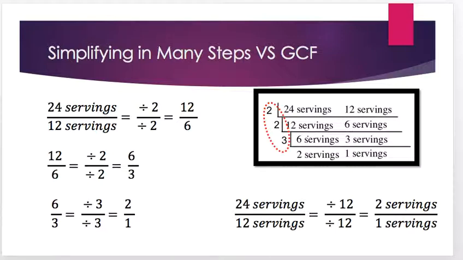Now, this process is definitely effective. You can certainly find the answer by doing this. However, I like to be more efficient with my division. I like to use the ladder method in order to find the GCF. Now this is on the right-hand side of your screen. So I start with 24 servings compared to 12, and I know that I can pull out a common factor of 2. Once I do that, I adjust my initial values.